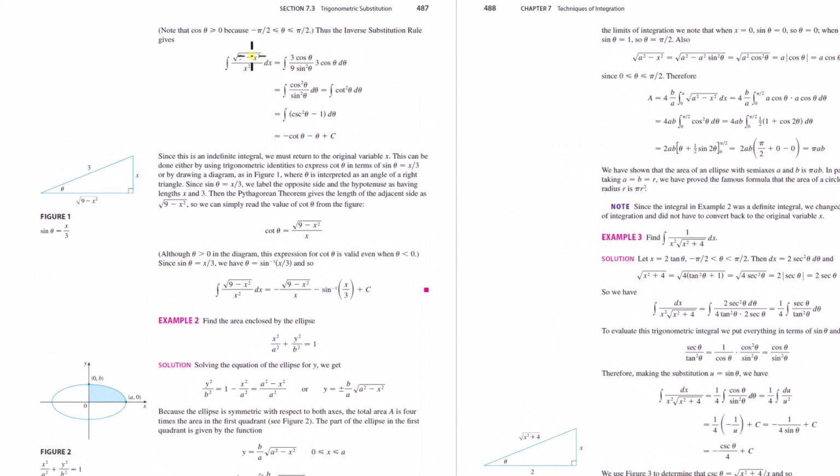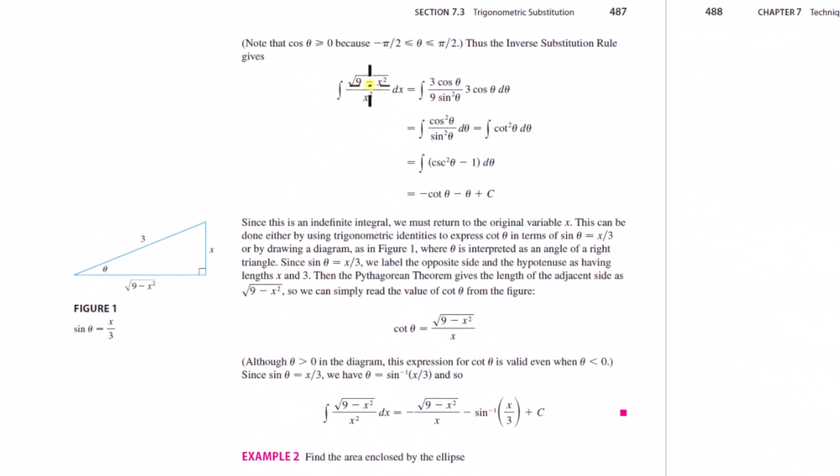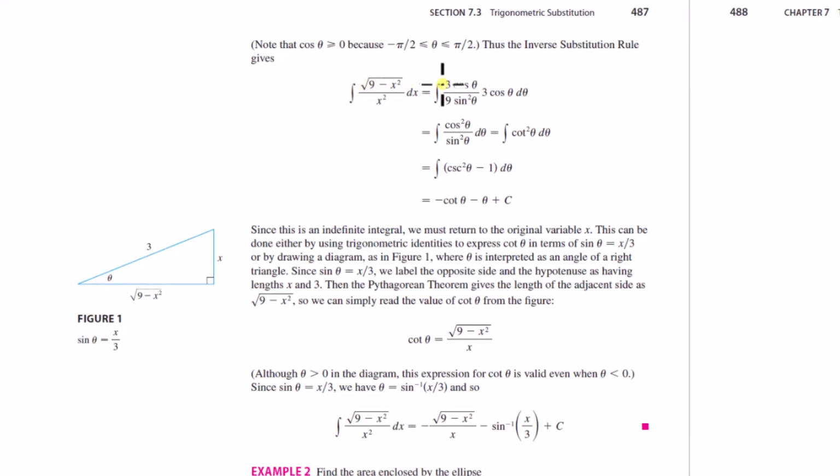Okay, and so the square root of 9 minus x squared is 3 cosine theta, and then x squared, since x is equal to 3 sine theta, is 9 sine squared theta. And the dx is 3 cosine theta d theta. And then this simplifies to an integral that is solvable. And here's the integral: minus cotangent theta minus theta plus c.